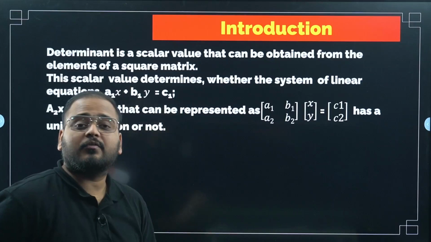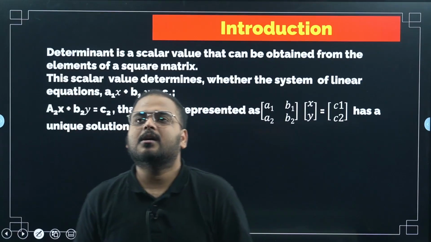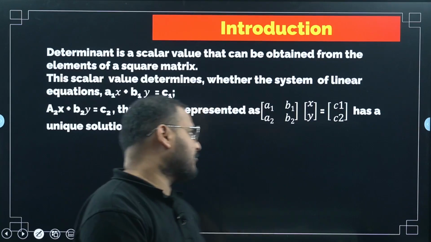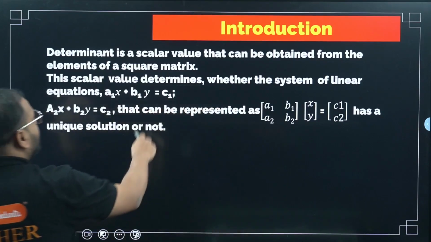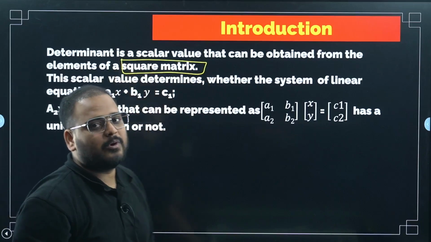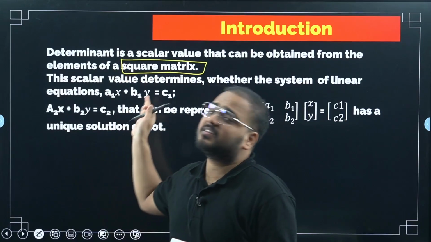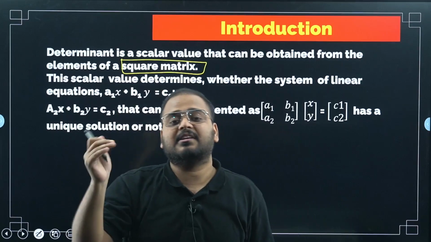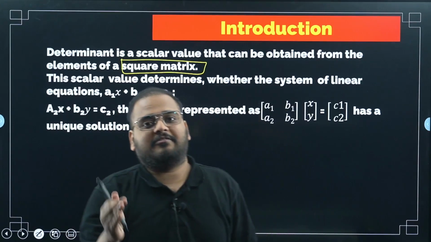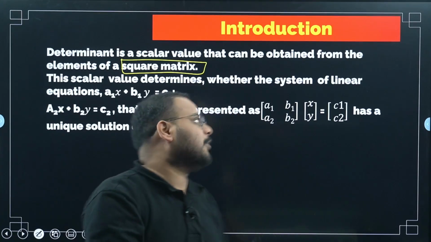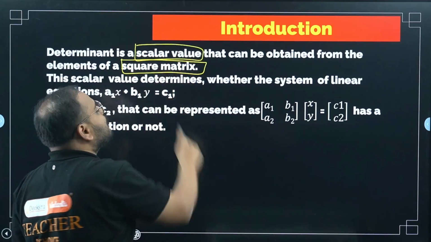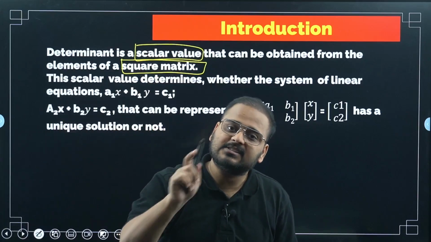Coming to the introduction of determinant, what is a determinant? We can call this a function or a value of a matrix. What type of matrix? Only a square matrix. Whenever this condition is fulfilled, only then the determinant part will come. If the given matrix is not a square matrix, if it is a rectangular matrix, then we cannot find the determinant, also called the scalar value. We cannot find the scalar value for a rectangular matrix.